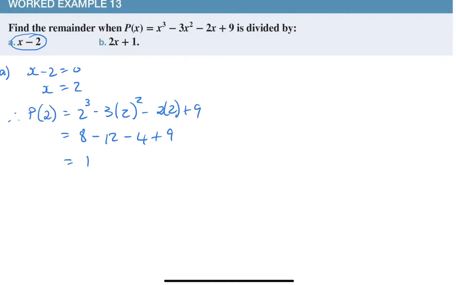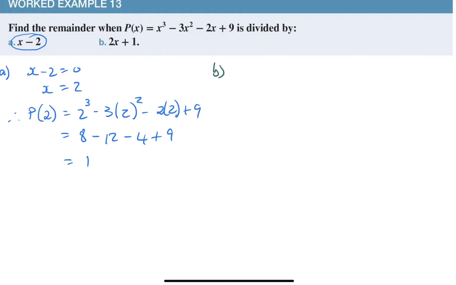So when I divide P(x), x cubed minus 3x squared minus 2x plus 9, by x minus 2, which means when x is 2, I substitute that value into my equation, and I'll get my final answer. So look at number B.